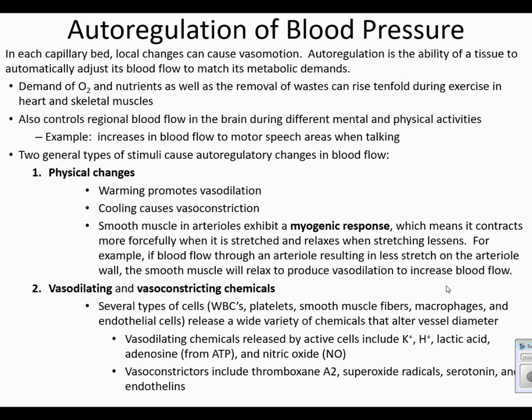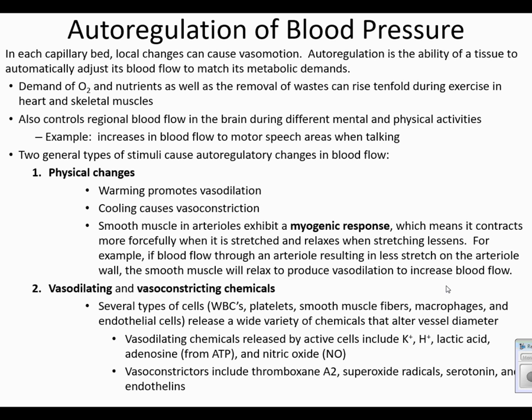There are two general types of stimuli that can cause autoregulatory changes to occur. Physical changes like warming and cooling do the opposite of one another. We just used exercise as an example. What does exercise do to our body? It heats it up, so that's warming, especially the muscle itself. Warming will increase vasodilation. What's that going to do to blood flow to the muscle? It's going to increase it. Cooling does the opposite; it vasoconstricts.